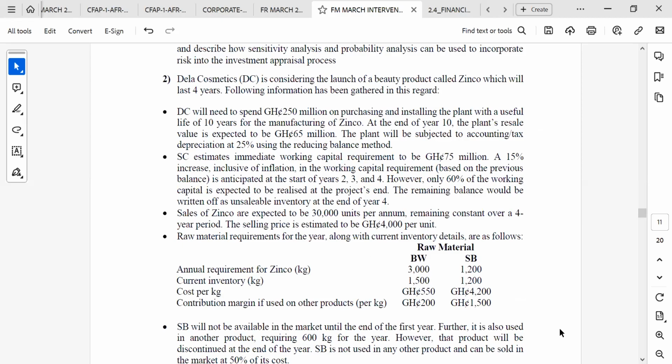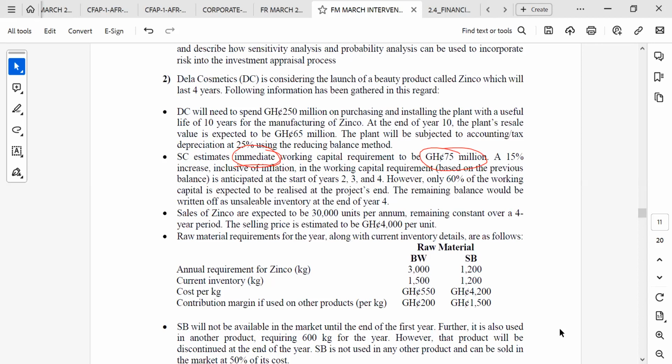Let's come to the working capital issue here. The company estimates working capital requirement to be 75 million. A 15% increase, inclusive of inflation, in the working capital requirement based on the previous balances is anticipated at the start of years 2, 3, and 4. So when are we putting in the working capital? The first one is immediate, which will be year 0, at the start of the project.